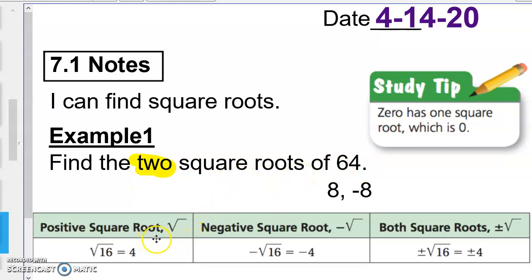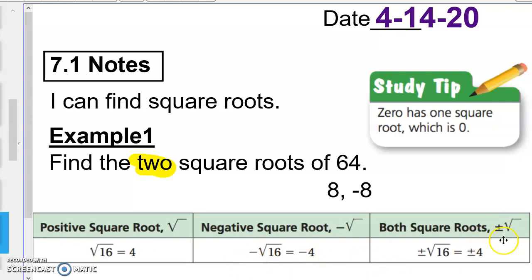Well, what they do is put a little symbol in front of the square root symbol. So if there's no symbol in front of the square root, then it's assumed that you want the positive square root. If they put a little minus sign in front of the square root, then that means that you want the negative square root.